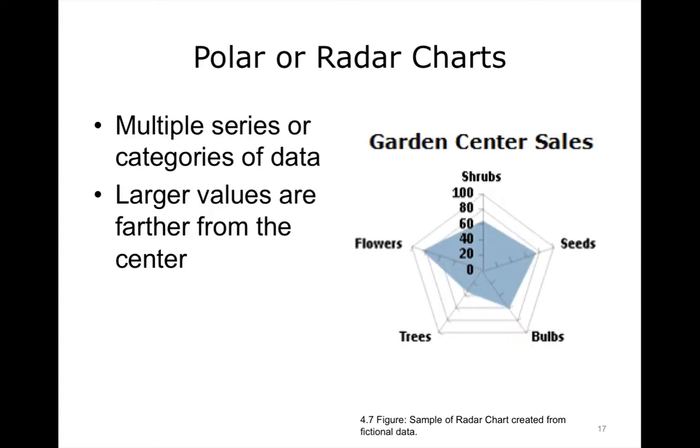Polar or radar charts, such as the one you see here, use multiple series or categories of data. Larger values are further away from the center, and so, if used correctly, this can be a very novel and interesting way to display the data.